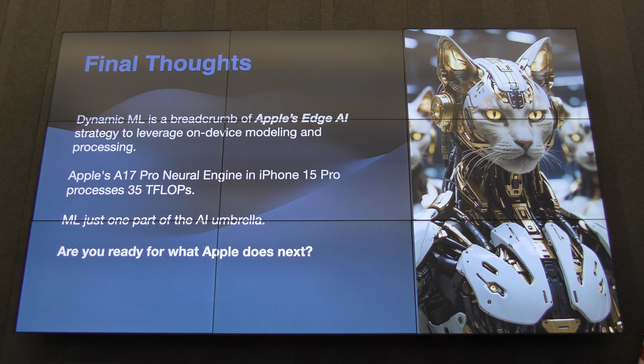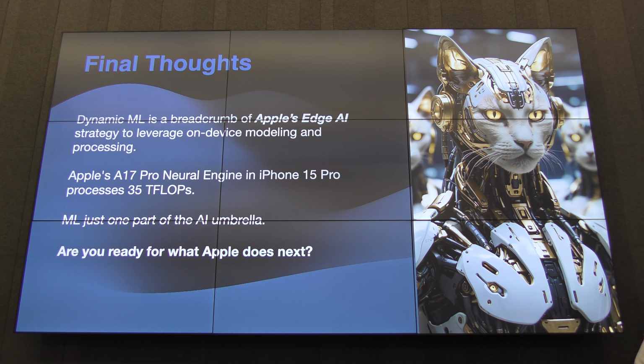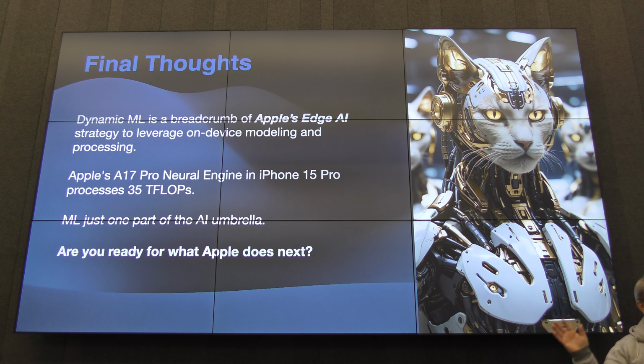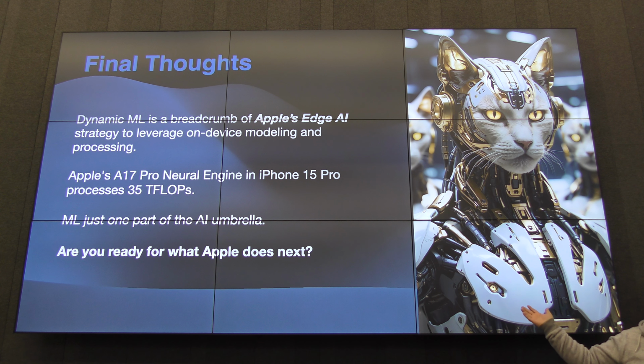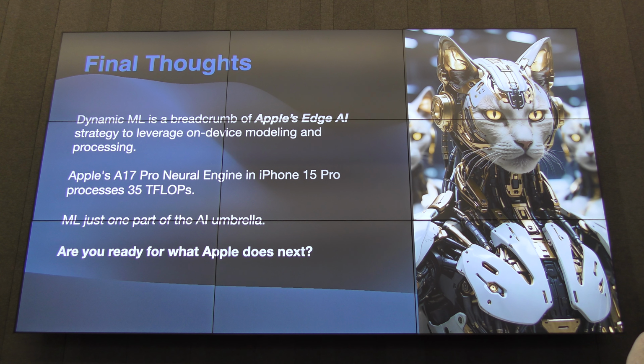And machine learning, Apple has been very careful not to use the phrase AI very much. They've been using machine learning for a long time. I think that's why people haven't paid as much attention. But machine learning is just one piece of the broader AI umbrella. So the question I would like you to ask yourselves at the end of this is, are you ready for what Apple does next? If you haven't played with this, you have no idea about modeling, it's a pretty easy, low drag way to get in and get yourself familiar.